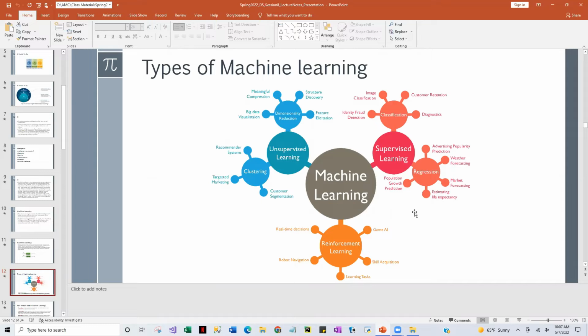For the unsupervised learning, does it still give you some output? Yes, exactly, it is going to give you some output. It is going to tell you these are the parameters that are closer. We are going to use a lot of built-in algorithms for unsupervised learning, and if you look at the outcomes, we can go for customer segmentation.